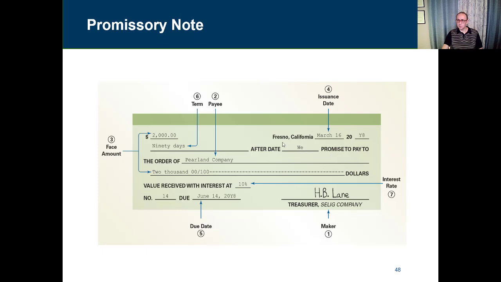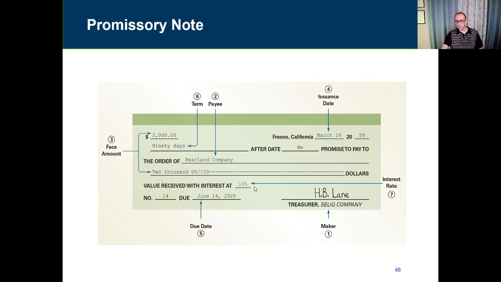Then number 4 is the issuance date, and you can see here it was issued in Fresno, California on March 16, 2018. And then we have number 5, the due date, and you can see here this is a short-term note. It's only a few months between March 16 and June 14th, which is about 3 months or 90 days. You can see that in number 6, which is the term, 90 days. And number 7 is the interest rate, where it's mentioned here, value received with interest at 10%. So that person is going to pay Pearland Company the $2,000 plus 10%.